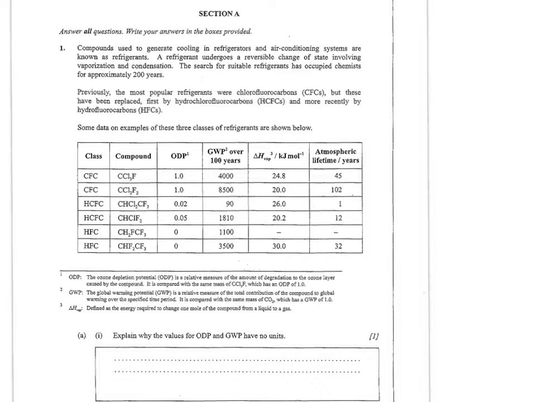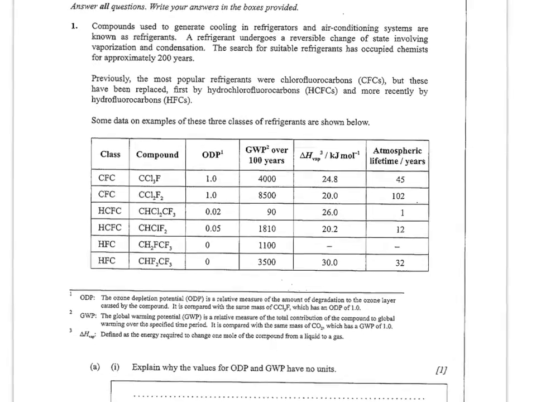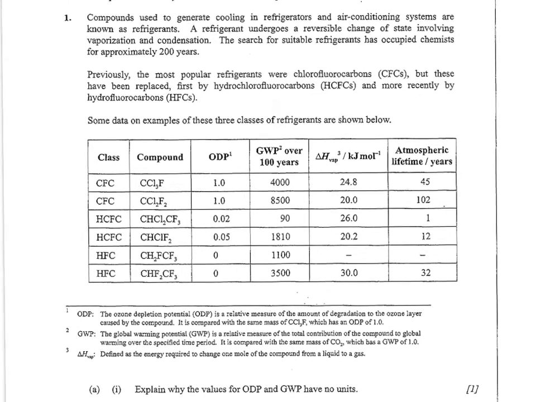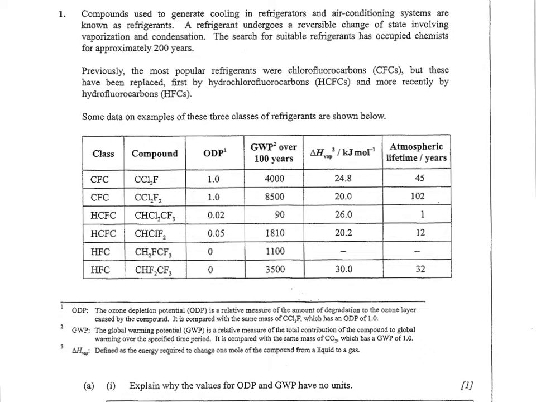As you look at all this information, it may look similar to your ACT exam. There's a lot of information, but it talks about these refrigerants, different classes of compounds, and then they have different levels of chlorine and fluorine on the carbons, and then they've got these ODP, GWP, enthalpy of vaporization, and atmospheric lifetime. If you look down to the footnotes, it tells you that ODP, the ozone depletion, is a relative measure of the amount of degradation to the ozone layer caused by the compound compared to the same mass of CCl3F, which has an ODP of 1.